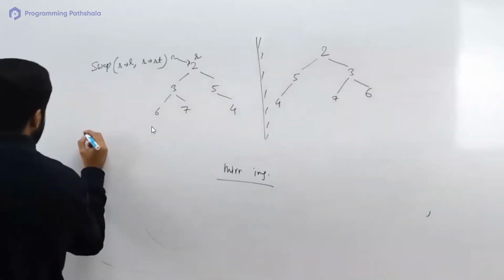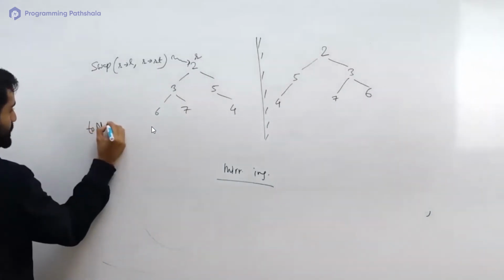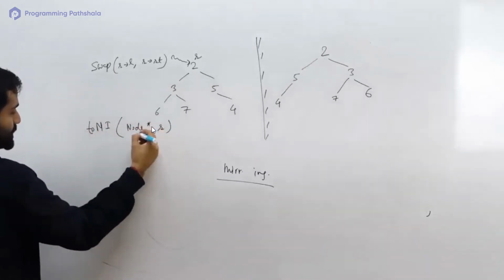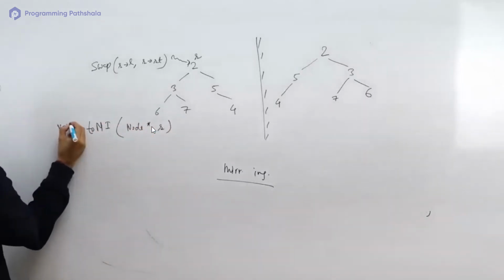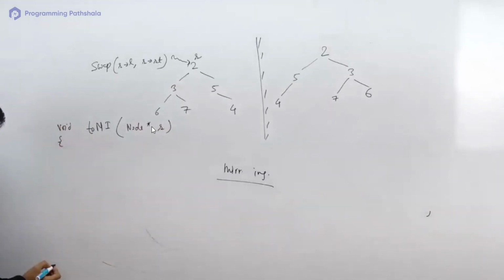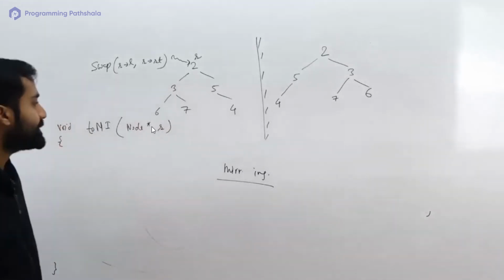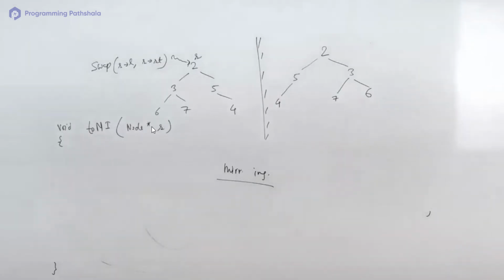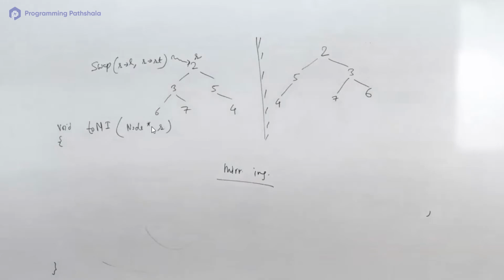So let's say we have a function called toMirrorImage. ToMirrorImage takes node star R, which is the root of a subtree, and it is void. It does not return anything. All that it does is it structurally changes the tree. So tell me how to write the code. What should be my first line over here? Or in general, what should be my first line in any recursive code that we write? Base case. So what should be the base case?